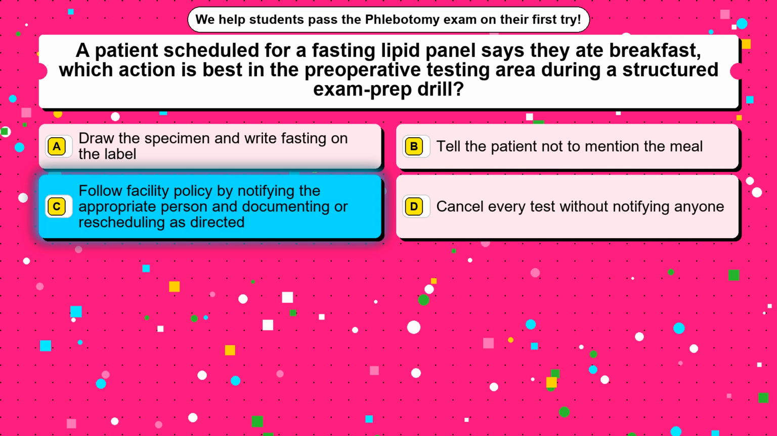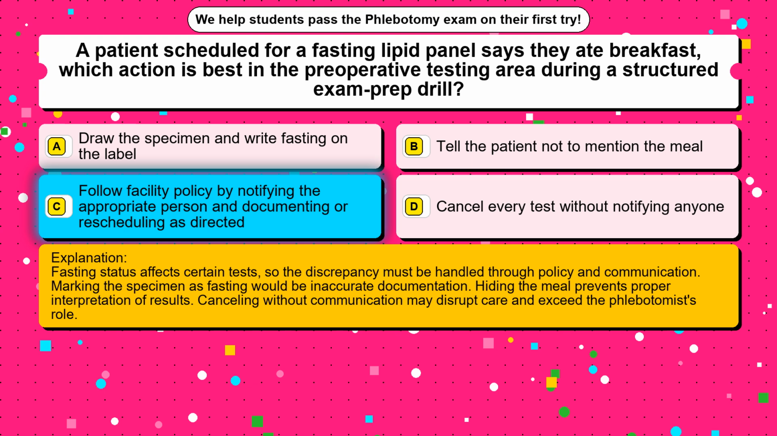The correct answer is option C. Follow facility policy by notifying the appropriate person and documenting or rescheduling as directed. Fasting status affects certain tests, so the discrepancy must be handled through policy and communication. Marking the specimen as fasting would be inaccurate documentation. Hiding the meal prevents proper interpretation of results. Canceling without communication may disrupt care and exceed the phlebotomist's role.